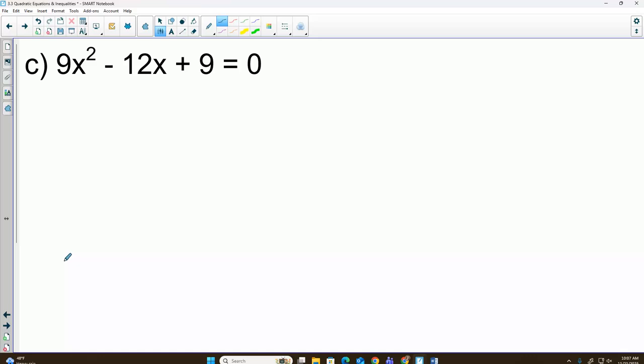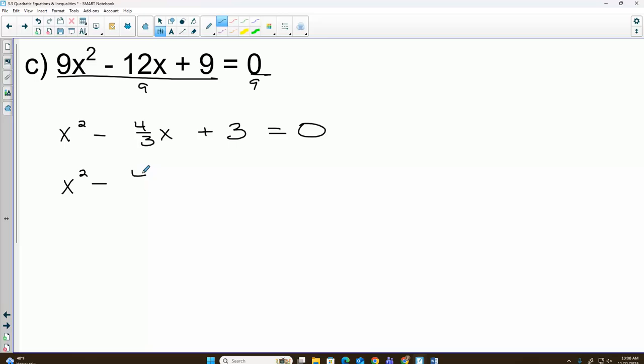So, first step is always what? We need that first term to be 1. So I have to divide everything by 9. So we get x squared minus 4/3 x plus 3 equals 0. There's a fraction. All right, next we isolate the constant, so that would be -3. We have to subtract that over.